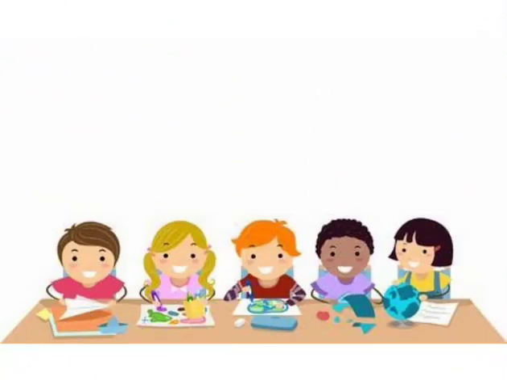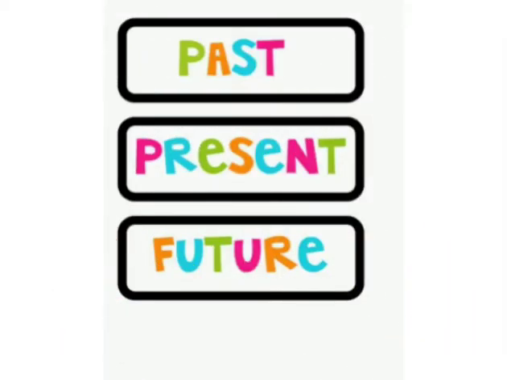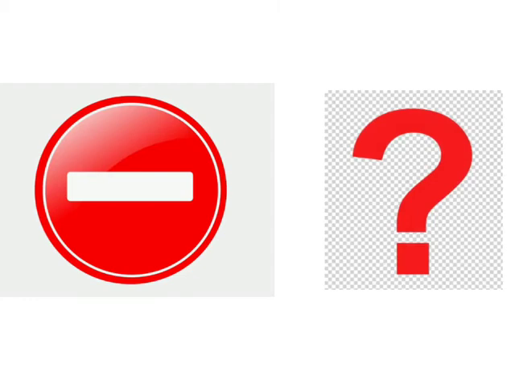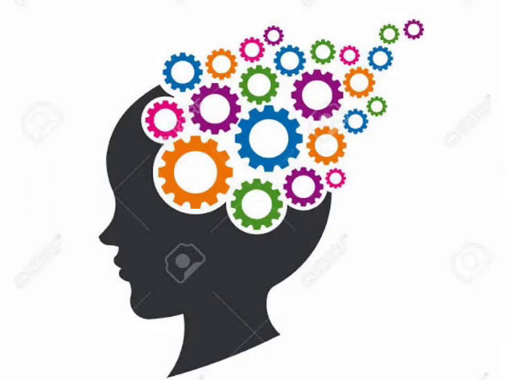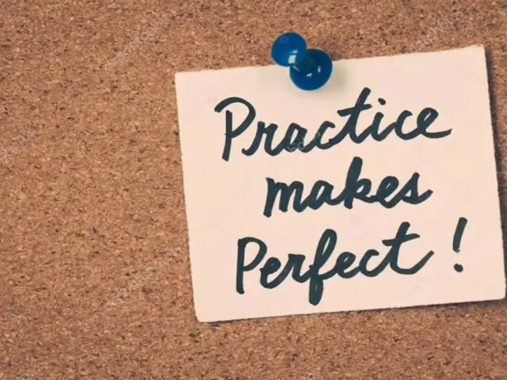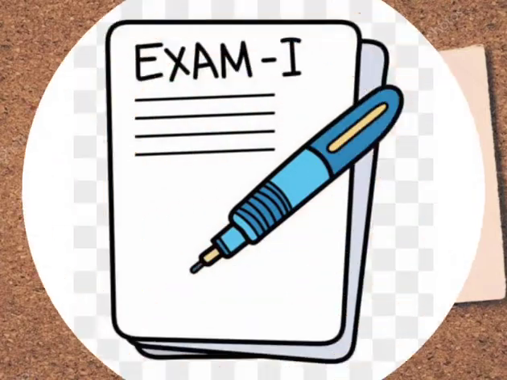So my dear students, today I have explained what is present tense, past tense and future tense. With that I have explained how to change into negative and interrogative form in the present tense and past tense. Hope today's concept is clear to you, and with more practice you will be able to solve the questions in the upcoming exam, that is first term.